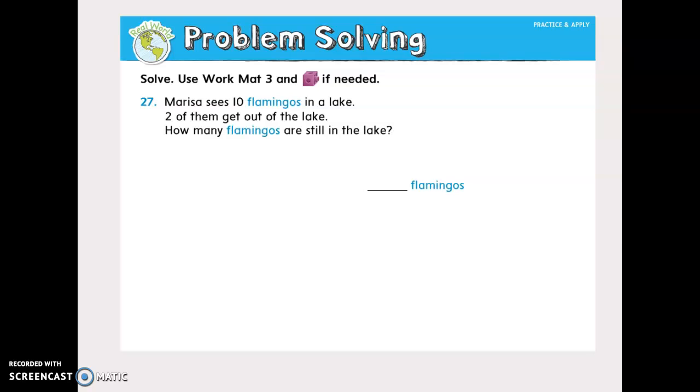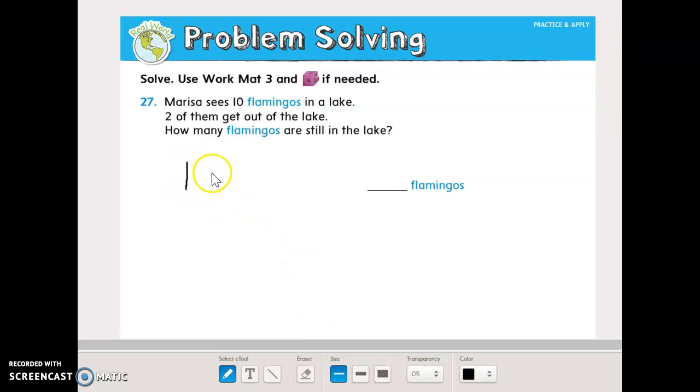Okay, now we're on problem solving. Number 27, it says, Marissa sees 10 flamingos in a lake. 2 of them get out of the lake. How many flamingos are there still in the lake? So I'm going to use my writing tool and write a number sentence, 10 subtract 2 flamingos that get out of the lake equals how many flamingos are left? 10, and I'm going to go down 2 points on our number line, 9, 8. So your answer is 8 flamingos are the difference.